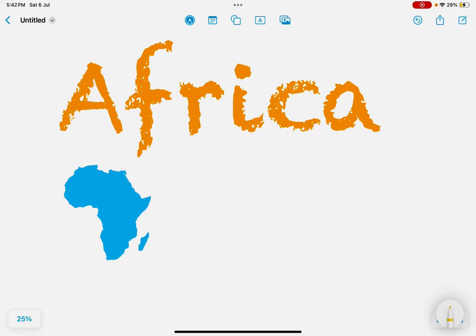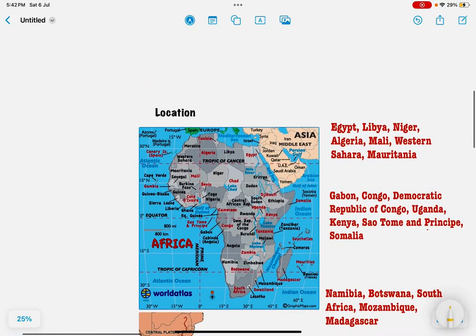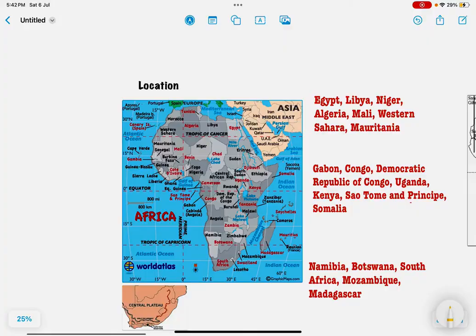Hello everybody. Today we are going to start with Africa. We will explore different kinds of maps of Africa and learn new things that we might not know about the African continent. So let's begin. The first map is about the location of Africa.